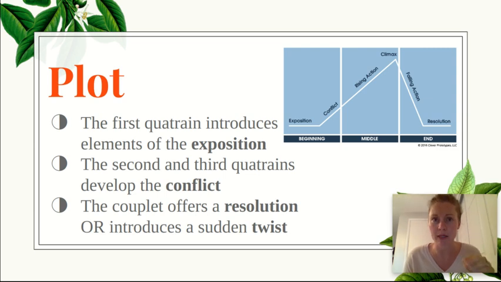If you didn't, you can go back to these slides and pull the information that you need. Shakespearean sonnets were built actually very similar to his plays. They have a clear plot structure. The first quatrain, the first 4 lines, introduces elements of the exposition, which is kind of the characters, who the poet is talking about, who is involved in this story. Then in the second and third quatrain, we get the development of the conflict, the problem here. And then finally, in the couplet, we offer a resolution, or sometimes Shakespeare will introduce a sudden twist.